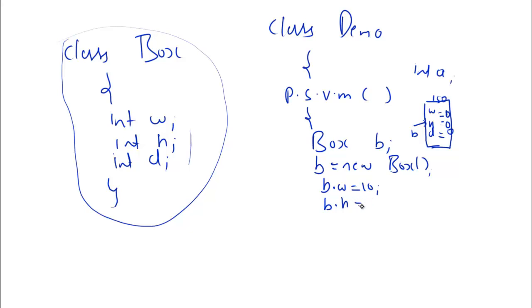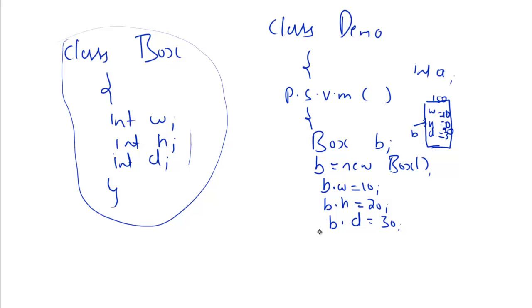Look at the program right now. I am able to access the members. W, H and D are not in this scope, but they are available in the class called Box. I am accessing them by creating an object, using the dot operator. So right now the values of W, H and D would have been updated to 10, 20 and 30.